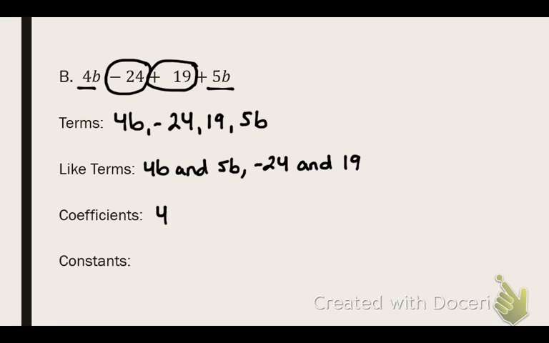Very good job. 4 and 5, okay? And she did not say 4b. She didn't say 5b. She left the variable part alone because this is just the number part. Excellent job. Next up, Alexis, what are my constants? 4 and 19. Very good. Okay, so this is how we identify different parts of what that expression is.